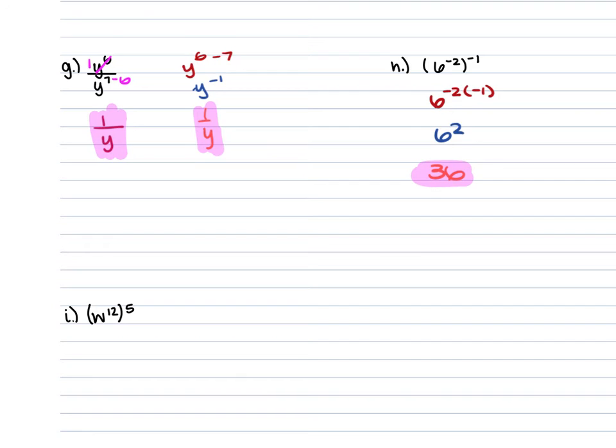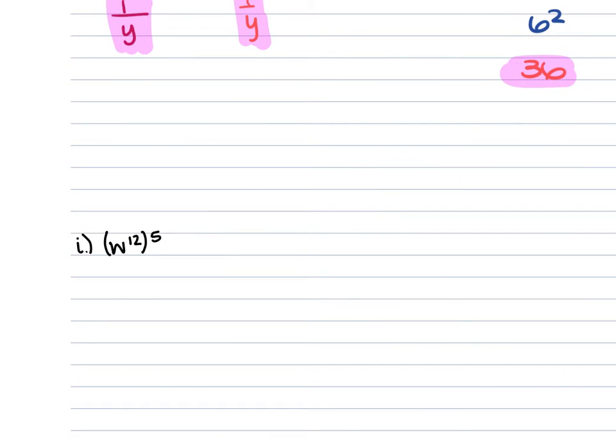In example I, we have w to the 12th power raised to the 5th power. So again, we have a power raised to a power. We'll keep the w, multiply the 12 and the 5. We get w to the 60th power.